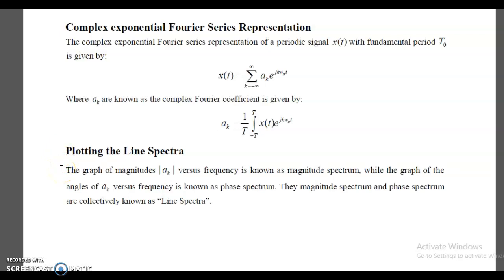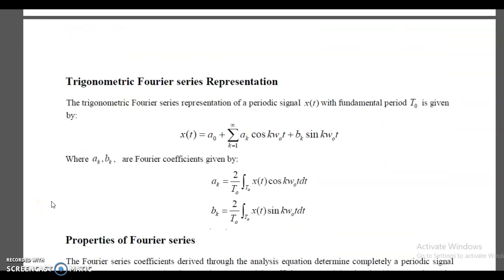One is the magnitude spectra, and the other is the phase spectra. As the name suggests, when you plot the magnitudes of these Fourier series coefficients versus the frequency, it gives you a plot that is known as the magnitude spectrum. And if you plot the angles of these a k's with respect to the frequency, it gives you the phase spectrum, and collectively both these spectrums are known as the line spectrums. Okay, let's move to the next one.